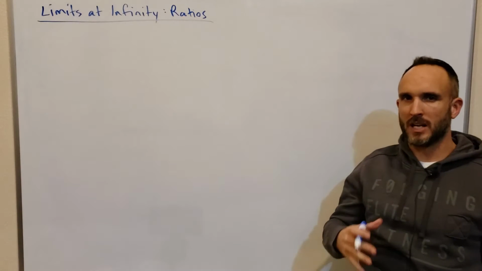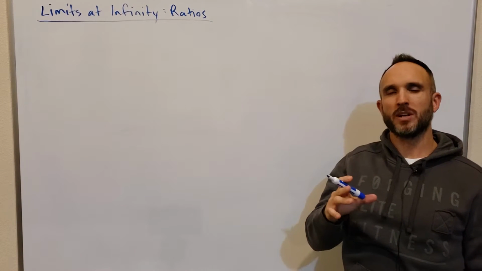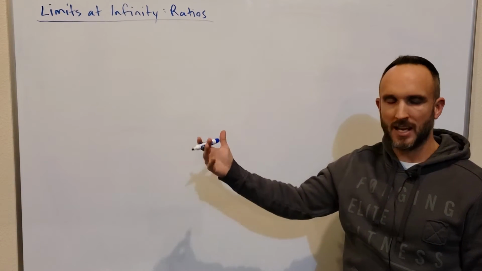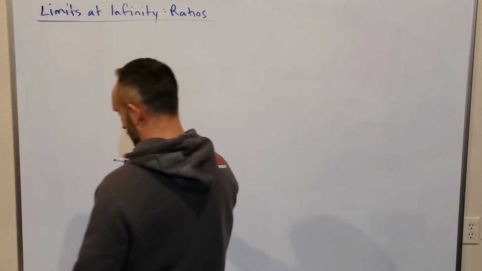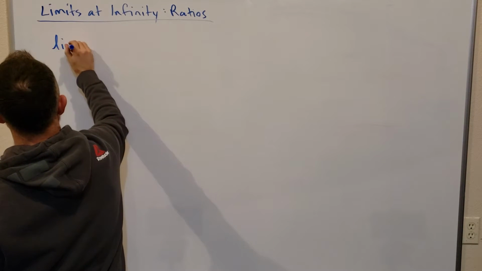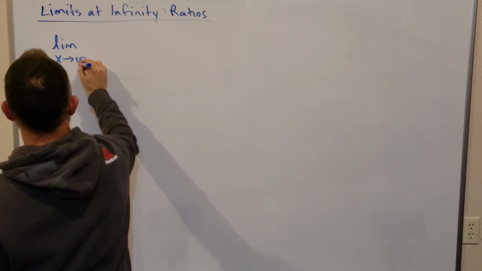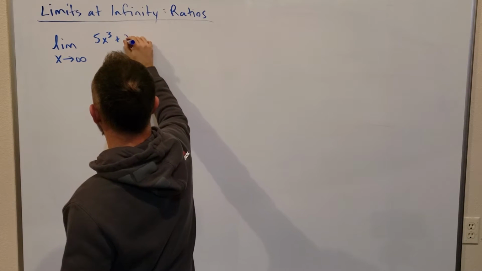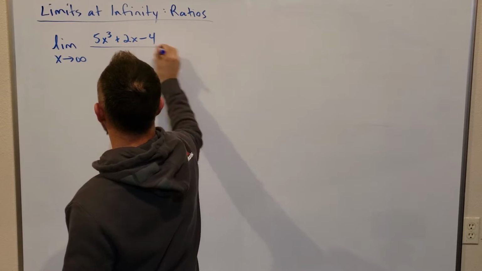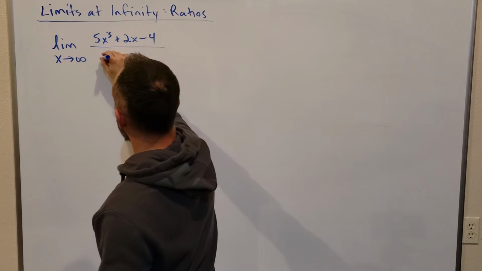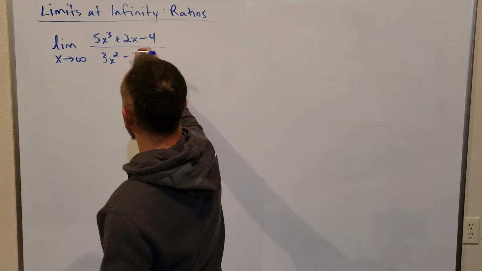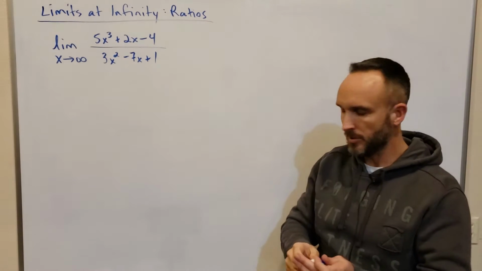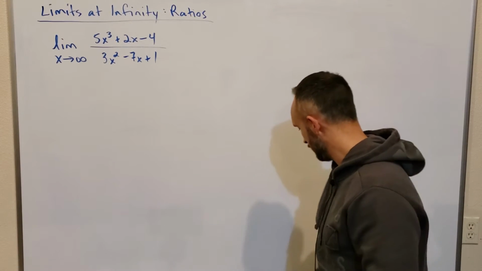Okay, so we'll jump right into an example because we can quickly see the issue when you have a limit of a rational function as x goes to infinity. So let's consider the limit as x goes to infinity of 5x cubed plus 2x minus 4 over, let's say, 3x squared minus 7x plus 1, okay? And we want to take the limit of that as x goes to infinity.